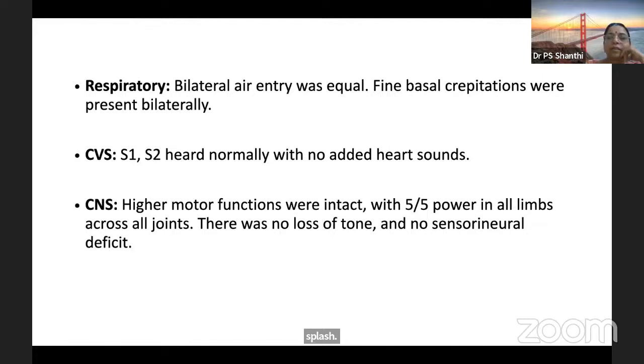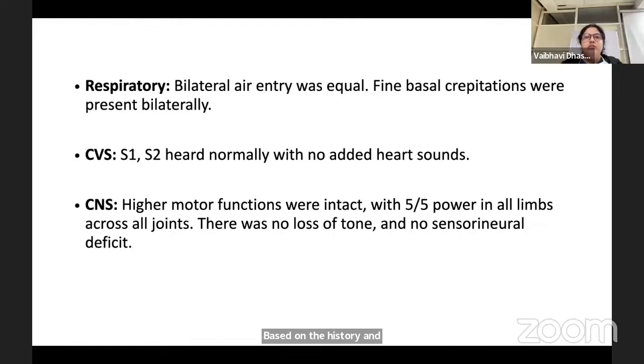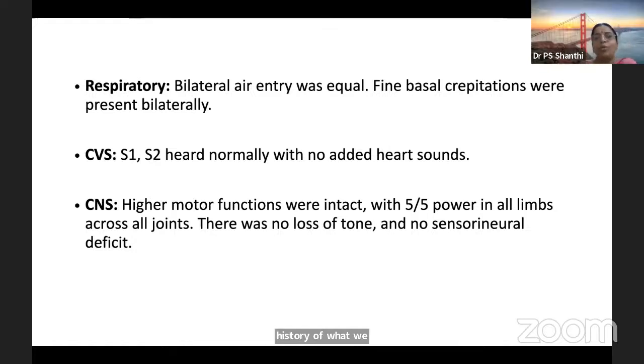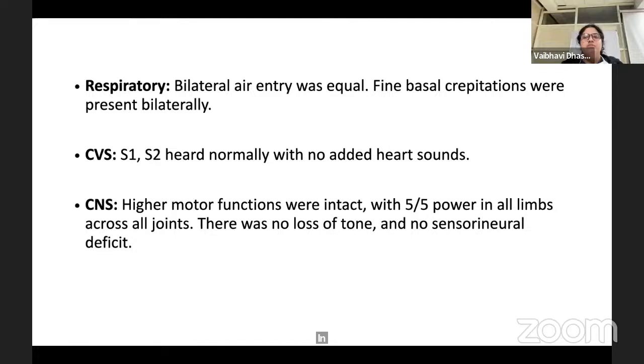So what is your conclusion from this? Based on the history and examination, I would like to diagnose this as a case of gastric outlet obstruction beyond, or proximal small bowel obstruction. That beyond D2 basically is what I'm saying, based on the history of the vomiting. Will you call that gastric outlet obstruction? No, ma'am. Proximal small bowel obstruction is what I would prefer to say in this case.